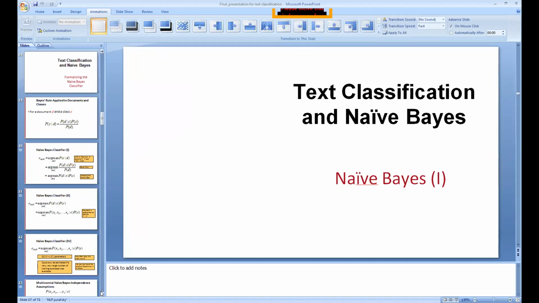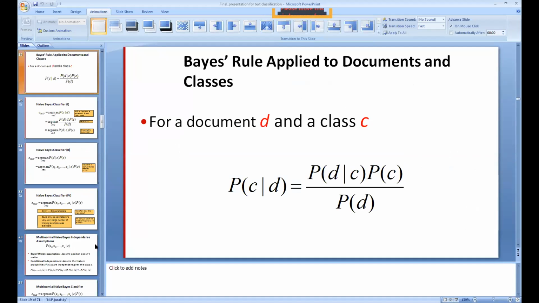I will show you one application and then we move on to the implementation part. This is what we saw in the morning session.